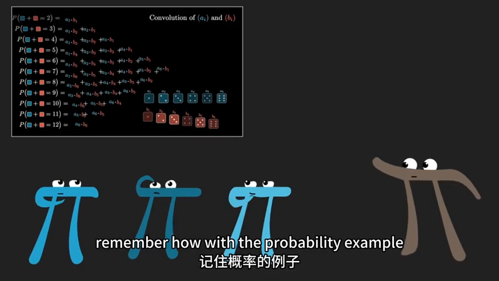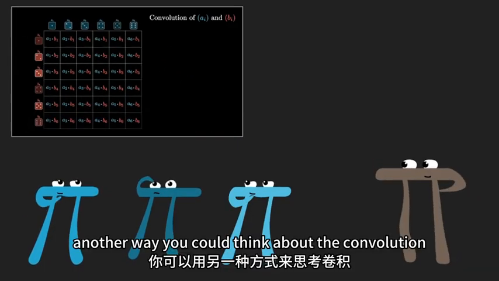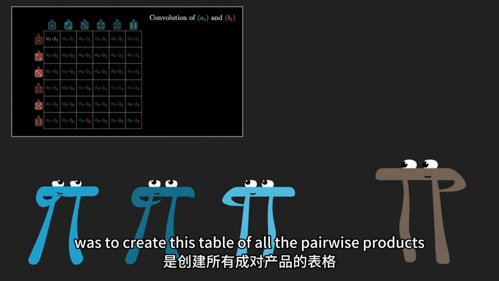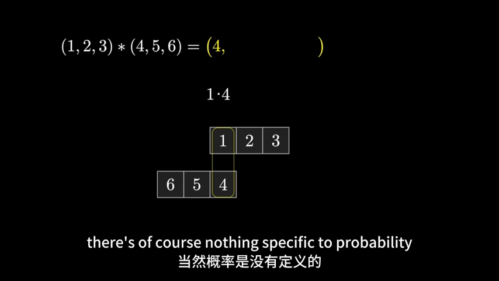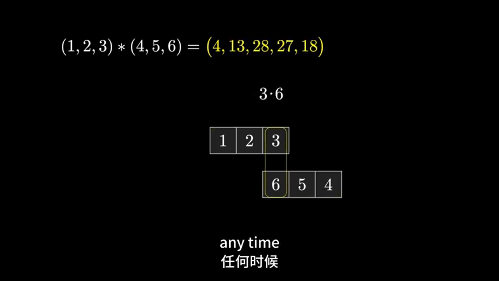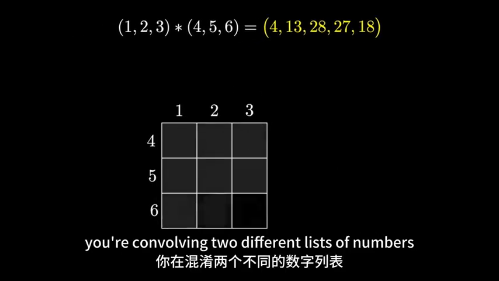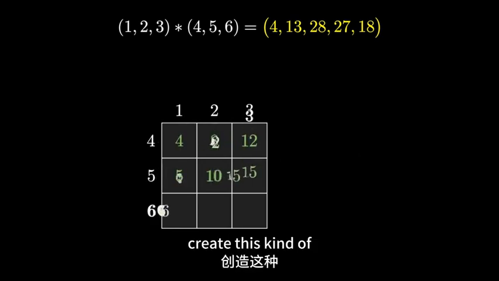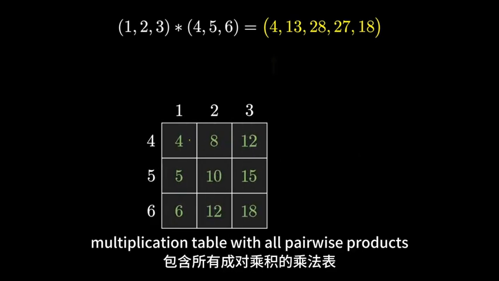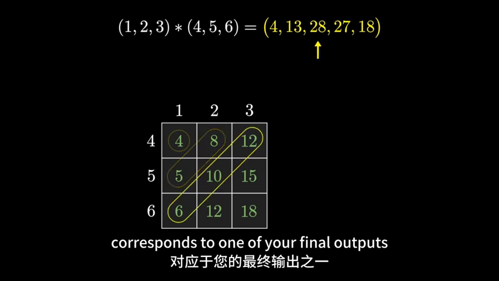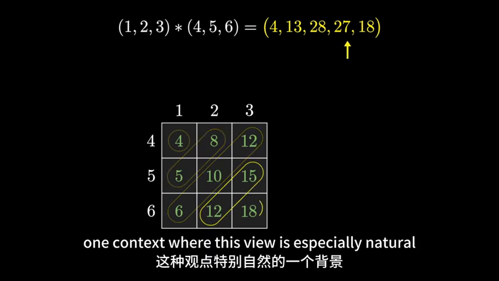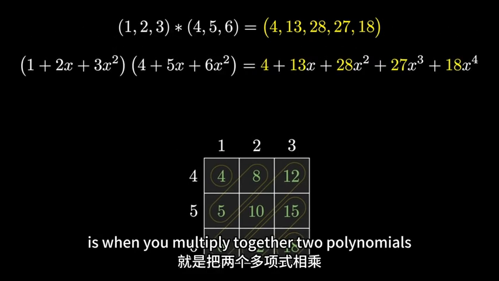Remember how with the probability example, I said another way you could think about the convolution was to create this table of all the pairwise products and then add up those pairwise products along the diagonals. There's of course nothing specific to probability. Anytime you're convolving two different lists of numbers, you can think about it this way. Create this kind of multiplication table with all pairwise products, and then each sum along the diagonal corresponds to one of your final outputs.